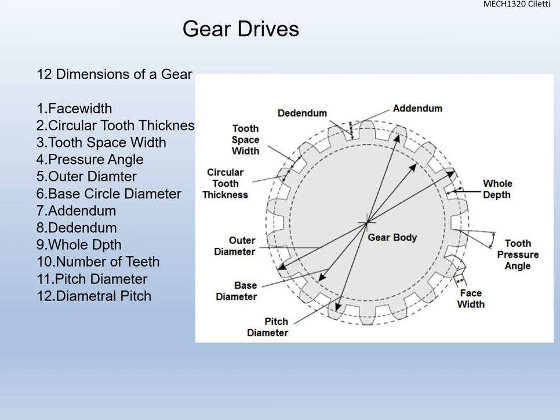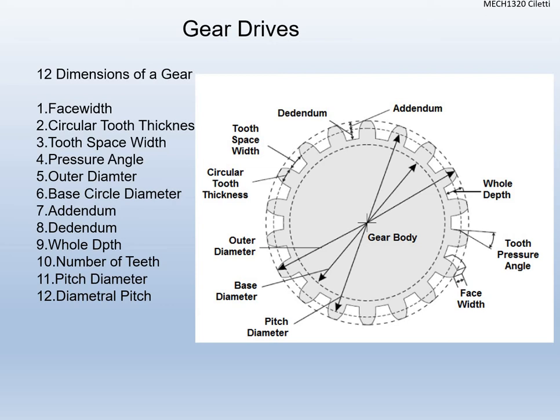Okay, so different dimensions of a gear. We'll take a look at these in a lab and do some measurements on a gear as well. But it's important that we understand the different parts. Okay, so if we talk about the face width in the bottom right-hand side of the diagram here, that's how wide that gear tooth is.